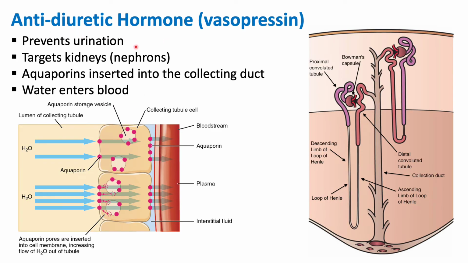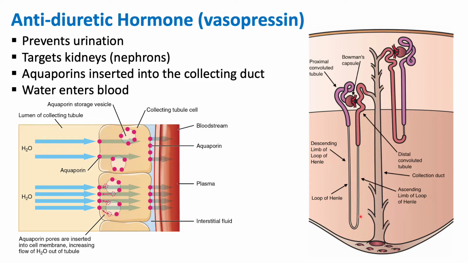So the antidiuretic hormone, or vasopressin, prevents urination. The word diuretic means to promote urination, so the opposite, being antidiuretic, will actually prevent urination. Now you may wonder, how do we prevent urination? Well, the antidiuretic hormone specifically targets the nephrons within our kidneys.